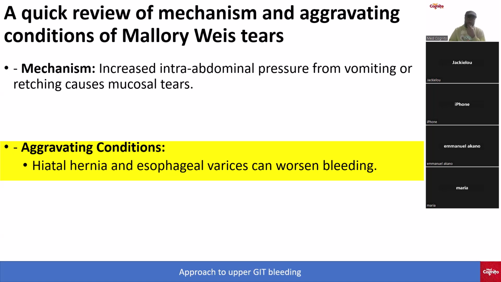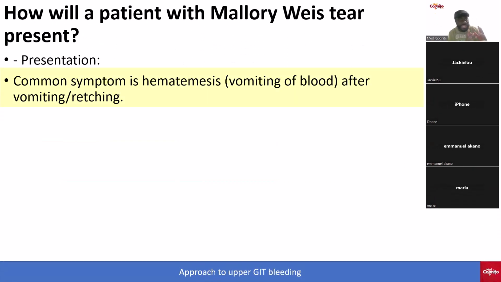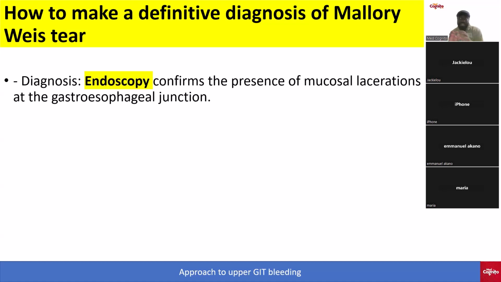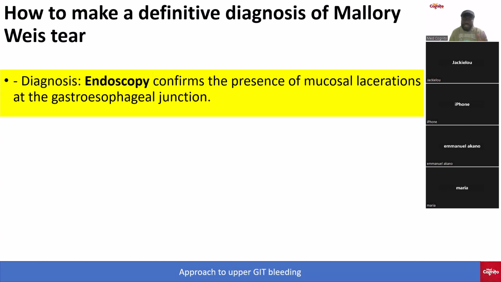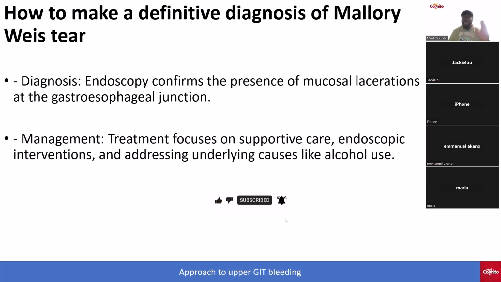Hiatal hernia, esophageal varices. How will a patient with Mallory Weiss Tear present? Simple. Most of the time, hematemesis after a period of vomiting or retching. And how are you going to make a definitive diagnosis of Mallory Weiss Tear? Endoscopy. It confirms the presence of mucosal laceration. Endoscopy. Okay? We use endoscopy to do that. Just straight to the point. We are not going to go around left or right.